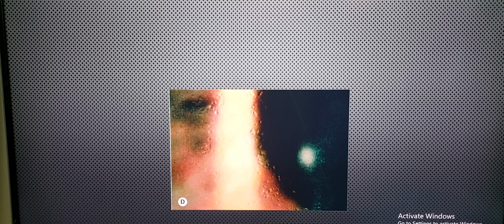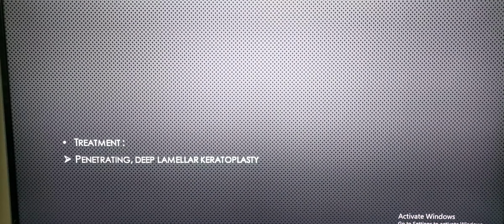This picture shows a fine dot-like appearance. Treatment is penetrating or deep lamellar keratoplasty.